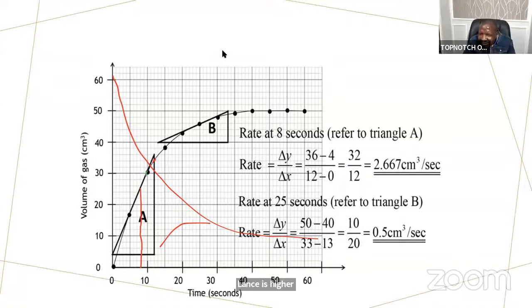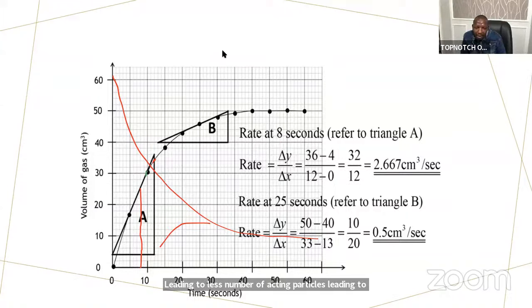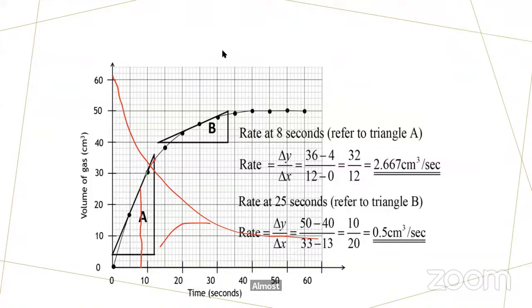Because what? I want to get the answer. Because at 8 seconds, the magnesium is at a higher concentration. Hence, there is a larger number of reacting particles, hence a larger number of successful collisions. While at 25 seconds, the magnesium is less, leading to fewer reacting particles, leading to fewer successful collisions. Okay. Has he got it right? Almost.